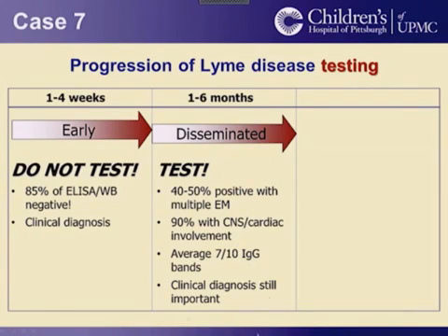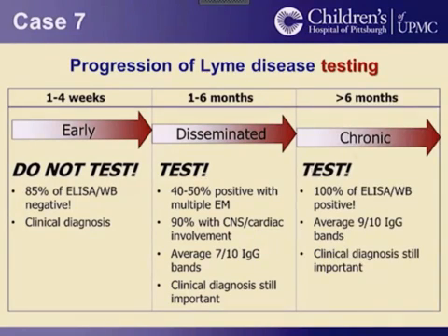Clinical diagnosis and suspicion is still important here, but the test is much more reliable. And in untreated patients who then progress after the 6-month mark to chronic Lyme, testing is 100% reliable. We really think there's no such thing as seronegative Lyme disease in the chronic stage. These patients have strongly positive sera, and work that's been done in my laboratory and others, it really screams off of the Western blot with an average of 9 of 10 IgG bands.